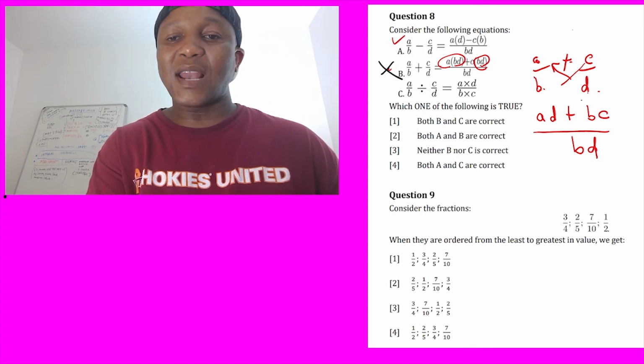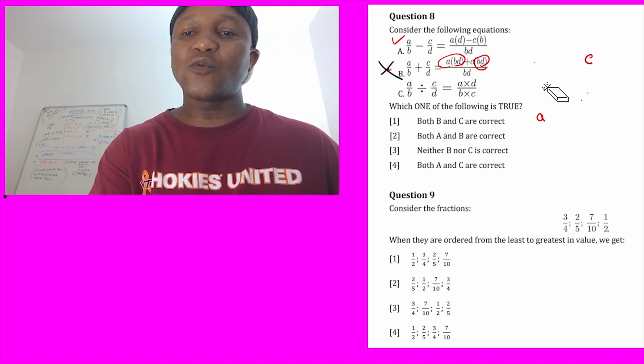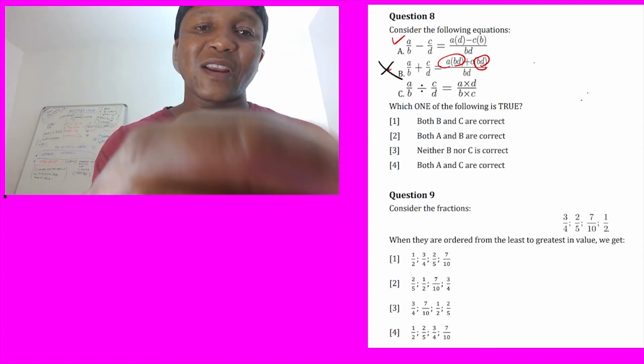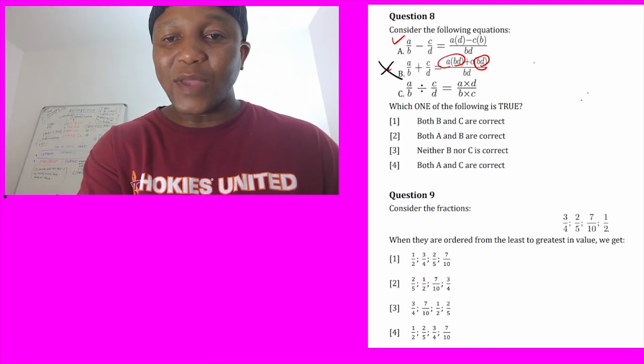So let's go to the last one. For the last one, that's a division. For division, what you do is very easy and very interesting. You don't find the common denominator for division. So we have A over B divided by C over D.